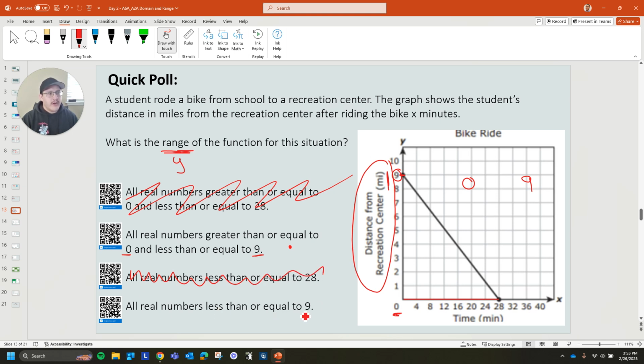All the real numbers less than or equal to 9. 9 is a part of our problem, so we'll keep that into consideration for right now. Okay, now let's read this a little bit more carefully. All the numbers greater than or equal to 0 and then less than or equal to 9. So it starts at 0 and goes up, but then it stops at 9, so it has to be less than or equal to 9. Greater than or equal to, less than or equal to. That makes sense so far.